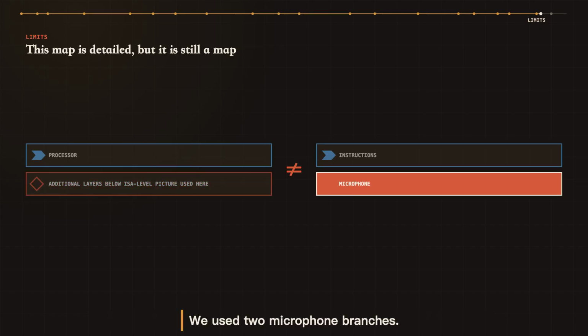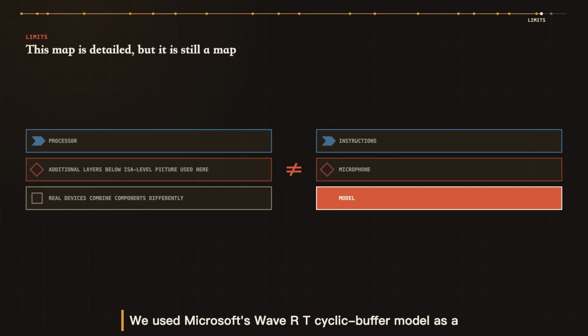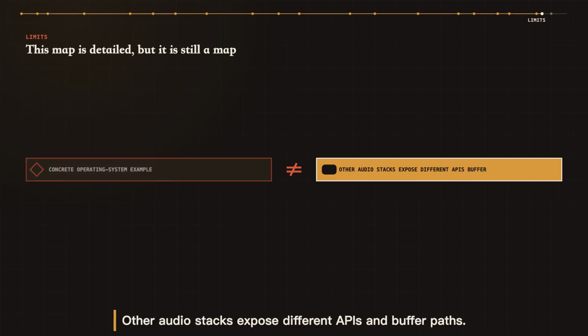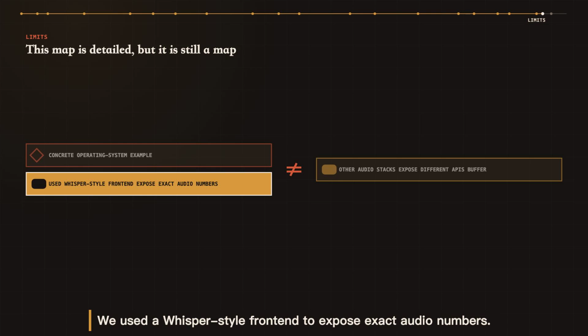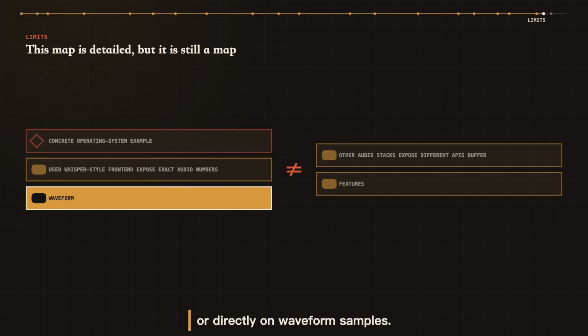We use two microphone branches. Real devices can combine components differently. We used Microsoft's WaveRT cyclic buffer model as a concrete operating system example. Other audio stacks expose different APIs and buffer paths. We used a whisper-style front-end to expose exact audio numbers. Other speech models may operate on different features or directly on waveform samples.